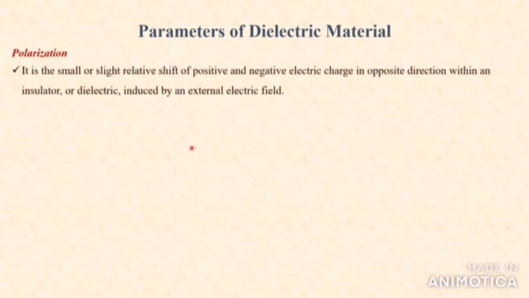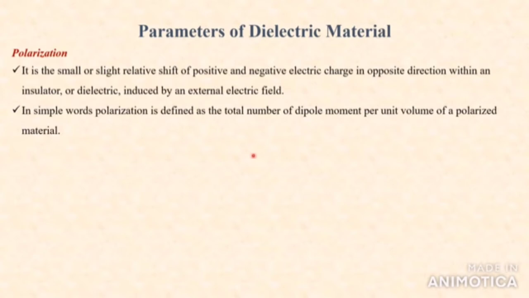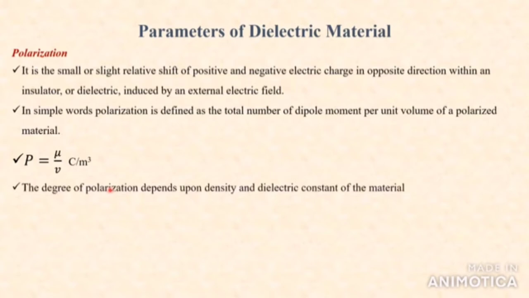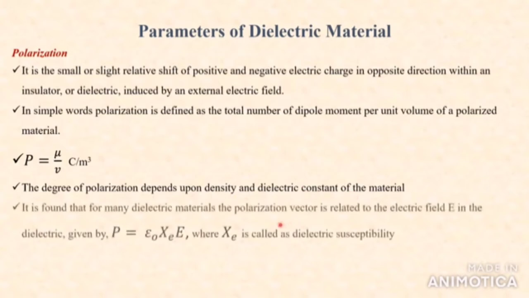Polarization. It is a small relative shift of the positive and negative electric charge in opposite directions within an insulator or dielectric, induced by an external electric field. In simple words, polarization is defined as the total dipole moment per unit volume of the polarized material. Therefore, P is equal to mu by V, and the unit is coulomb per meter cube. The degree of polarization depends upon the density and dielectric constant of the material.